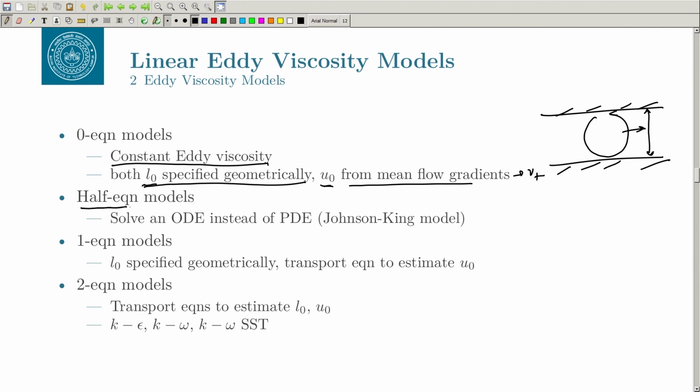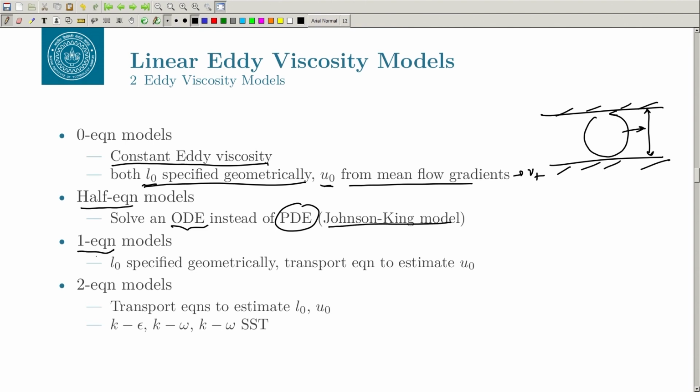Then there are half equation models. That means that instead of solving a PDE, so typically the equations that we get, the continuity equation, mass conservation, momentum conservation, they all are PDEs, right. Instead of solving a PDE, we can solve an ODE, so it is easy to solve. These kind of equations are called the half equation model. One example is the Johnson-King model.